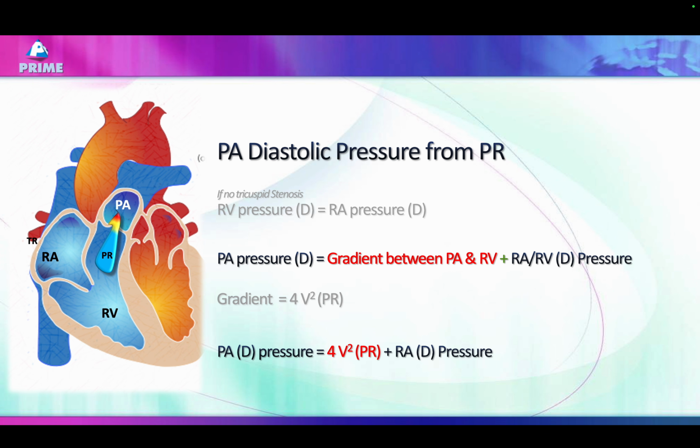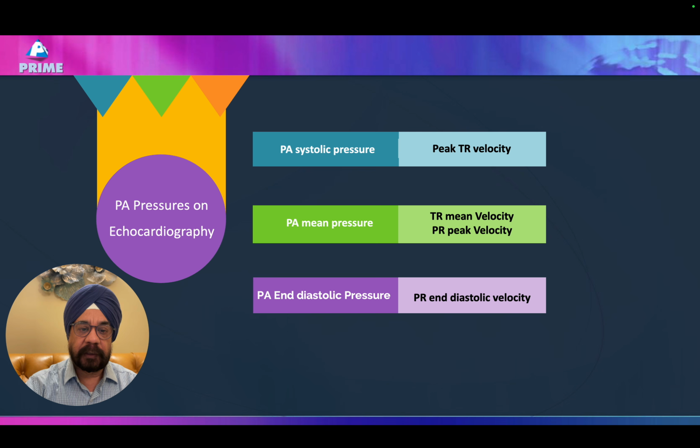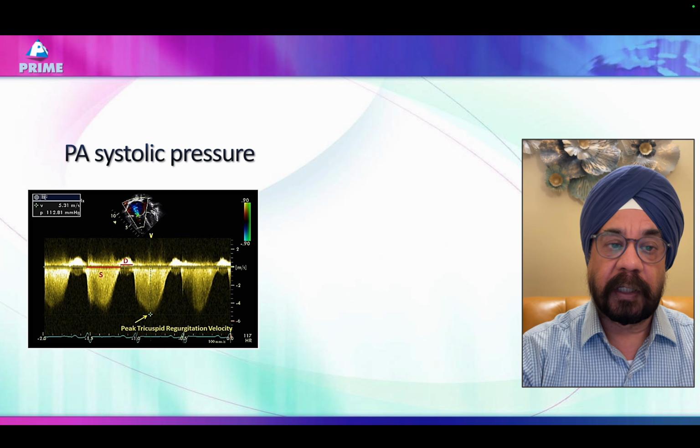So this is how we calculate PA systolic and PA diastolic pressure, and you guys know that these pressures can be calculated, and PA systolic can be calculated by the peak TR velocity. PA mean can be calculated by TR mean velocity plus the RA pressure, or if you do a PR peak velocity, then this would be a mean pressure of the pulmonary artery. Pulmonary artery diastolic pressure can be calculated by the velocity at the end diastole of the pulmonary regurgitation.